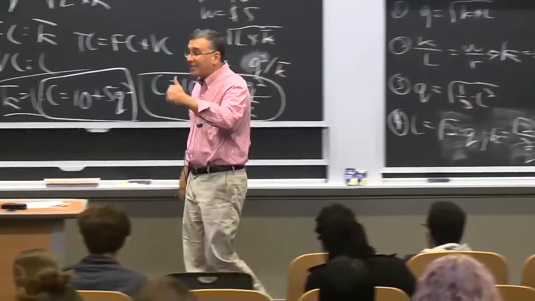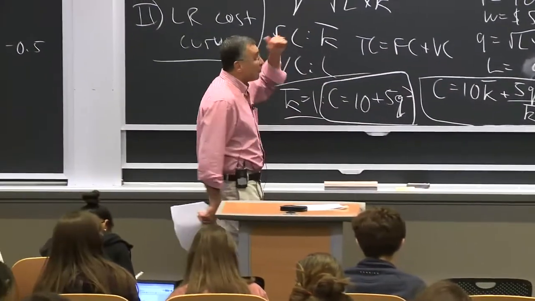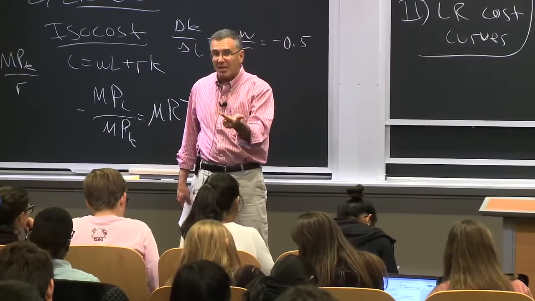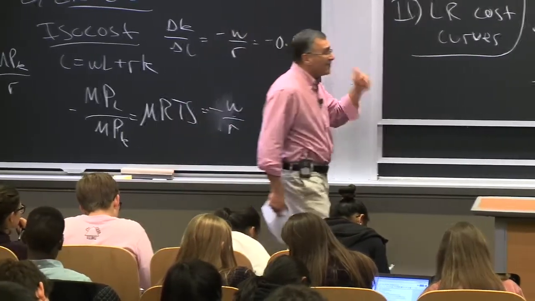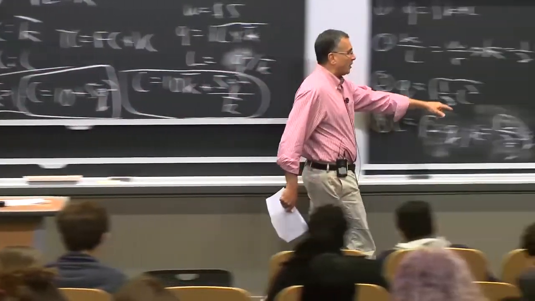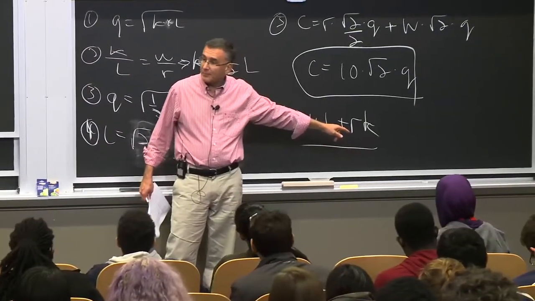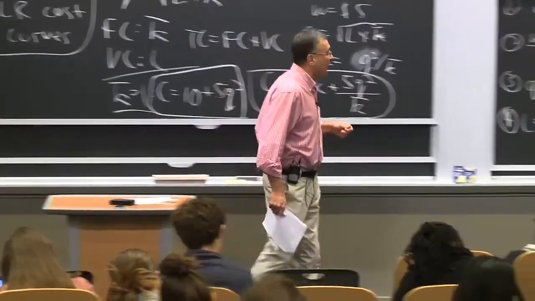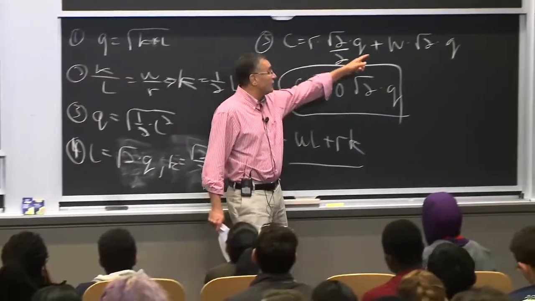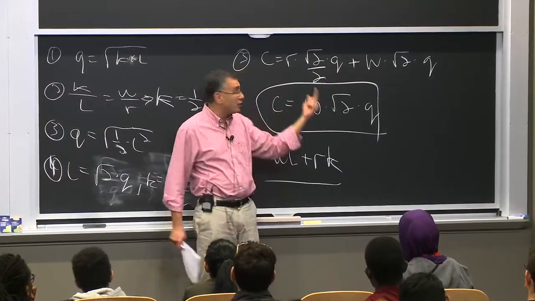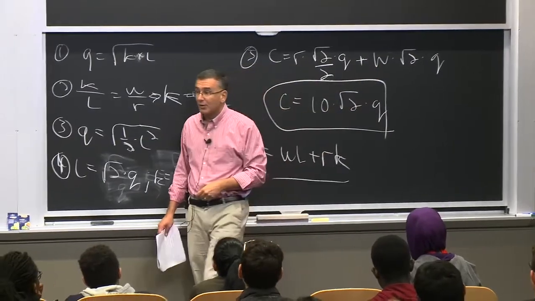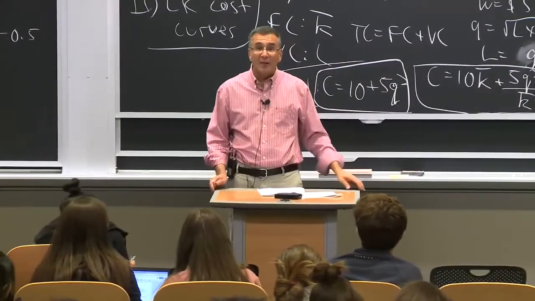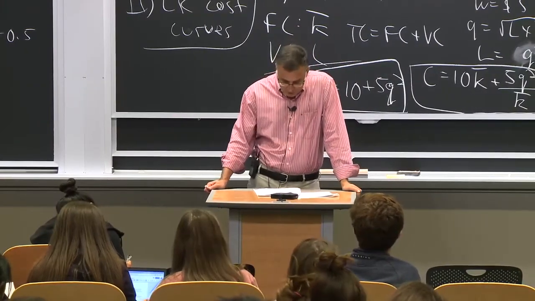What I've shown you is that given three things, a production function, a wage rate, and a rental rate, you can then derive the cost function. In fact, given just a production function, you can derive the cost function as a function of these input prices. So that's a lot of results from one production function.